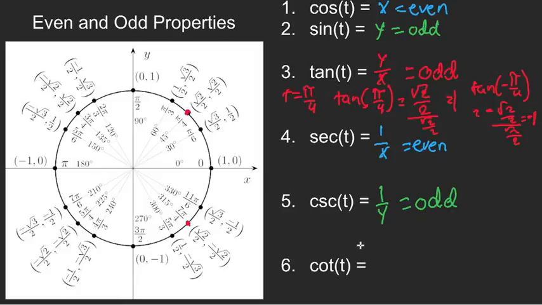Now we can look at the cotangent function, which is equal to x over y. And again, this is the reciprocal of the tangent function, which equals y over x. So we can say that taking the reciprocal does not change whether it's negative or positive. So again, we can say that cotangent is an odd function like the tangent function.